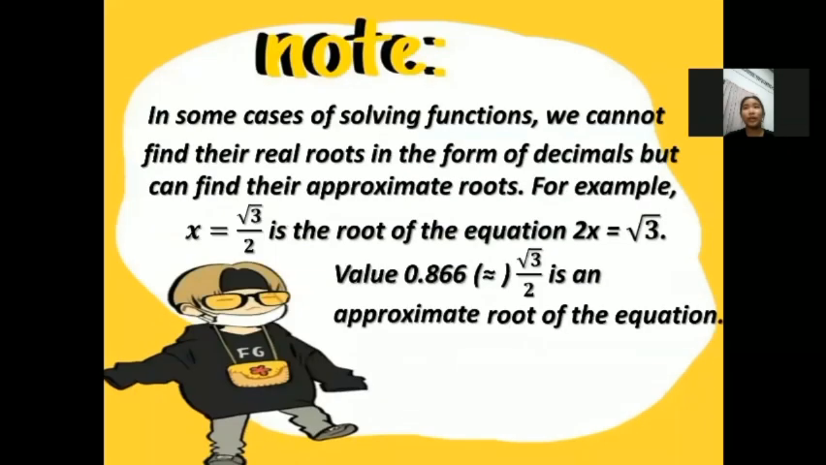However, you must note the following to avoid mistakes. In some cases, when solving equations, we cannot find the root in decimal form but can find an approximate root. For example, x = √3/2 is a root of the equation. √3/2 is approximately 0.866, so 0.866 is an approximate root of the equation.